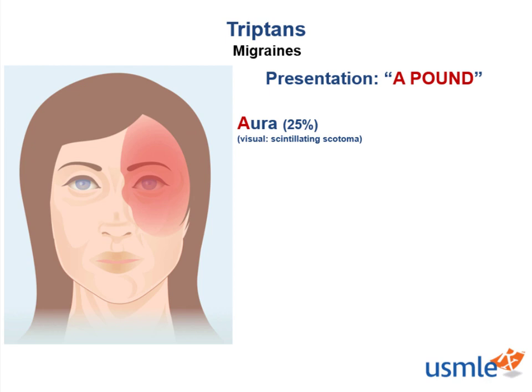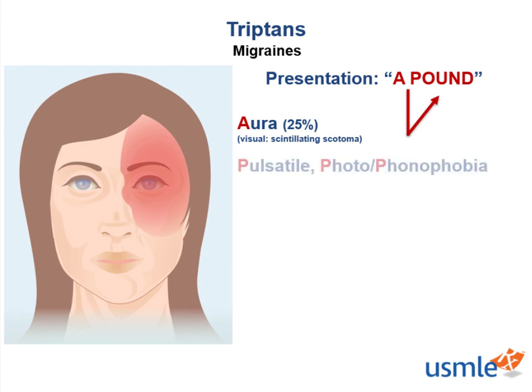Auras can also be sensory, with tingling of the face and limbs, auditory with tinnitus, and even motor with speech issues. These occur in 25% of cases and usually, watch this, precede the migraine itself. Hence, the arrows connecting the preceding A to the pound aspect of the mnemonic, as auras precede migraine symptoms, which are captured by each letter of pound.